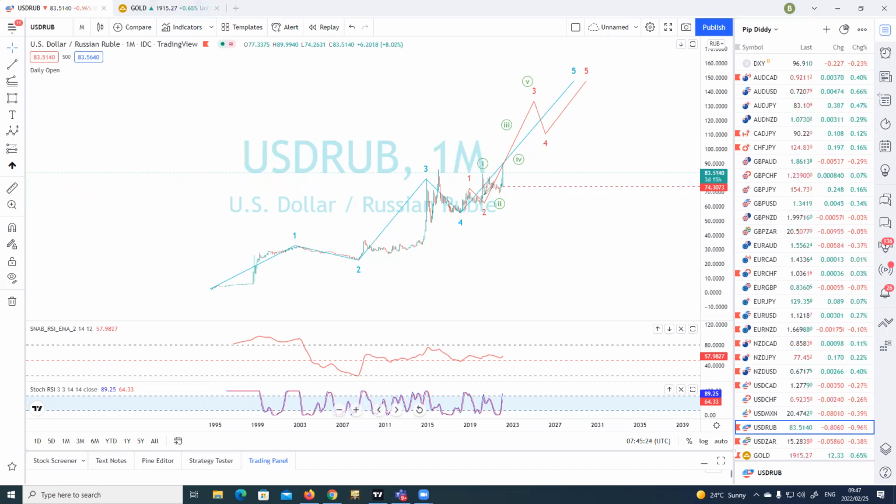So if we are here in the larger degree, in the red degree, if we are currently in the third wave, right? And also in the green degree, we are also in the third wave. So this is a potential setup for a very large move to the upside. And also it's been supported with the current news events. One would like to see exactly how this is going to affect the markets and the price of the ruble.